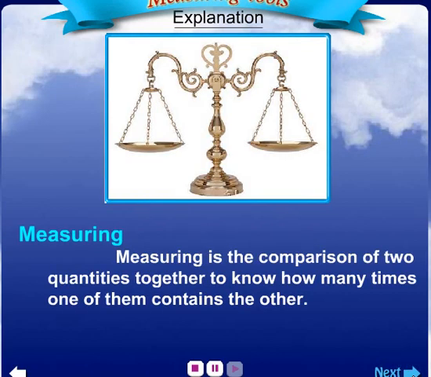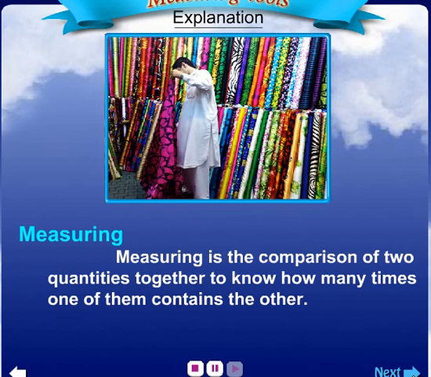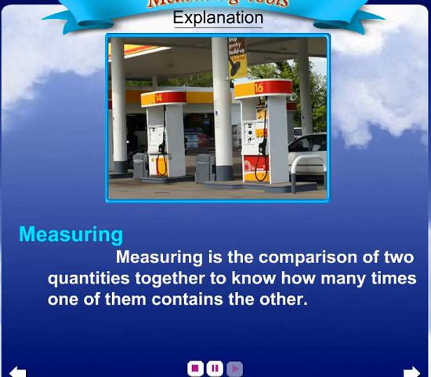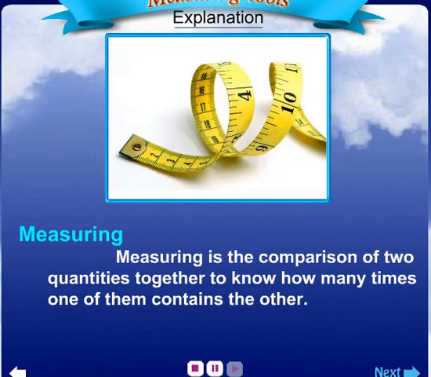Measuring is the comparison of two quantities together to know how many times one of them contains the other. The quantity which we measure depends on the nature of the things. For example, when we buy clothes, we measure their length. When we buy vegetables and fruits, we measure their masses, and when we buy petrol, we measure its volume. For measuring, we must have a measuring tool and determine the measuring unit.